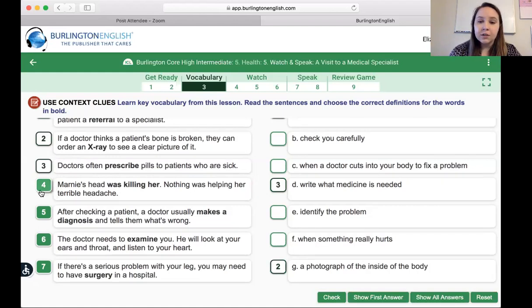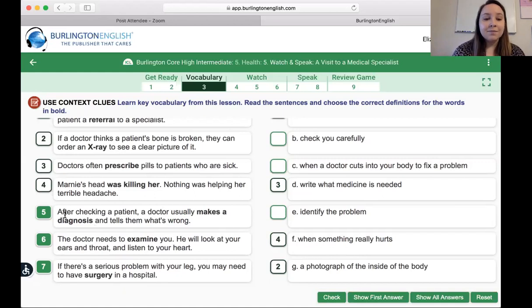Number 4 is F, when something really hurts. It says Marnie's head was killing her. Nothing was helping her headache. So her head really hurt. So if something is really hurting you, we would say, oh, this is killing me.